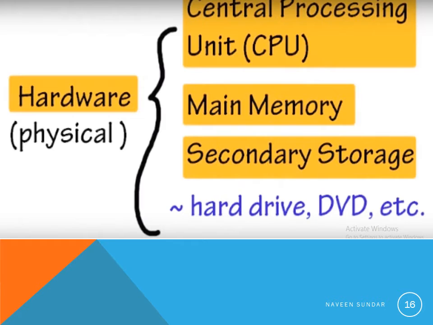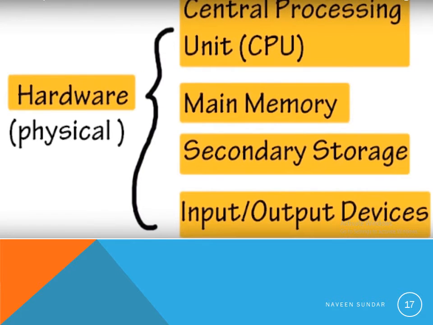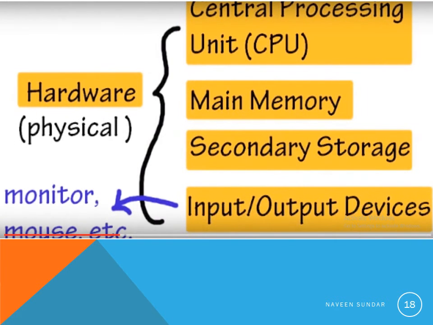Coming next, the hardware part is the secondary storage. Examples are hard drive, DVD, etc. And finally, when we talk about the hardware parts, we can talk about input-output devices. What are examples for this? Examples of input-output devices are monitor, mouse, keyboard, and so on.